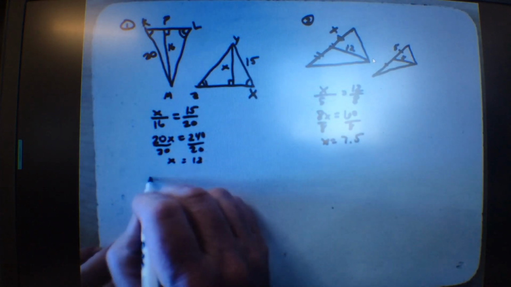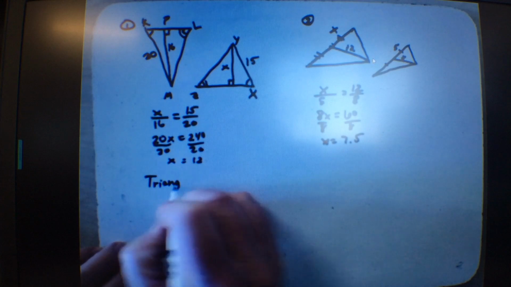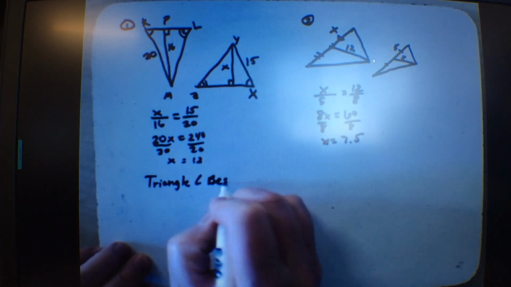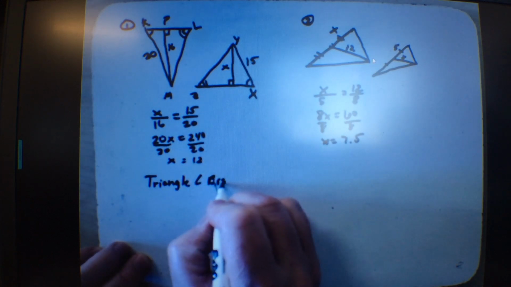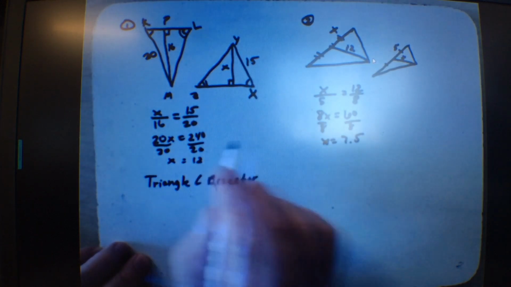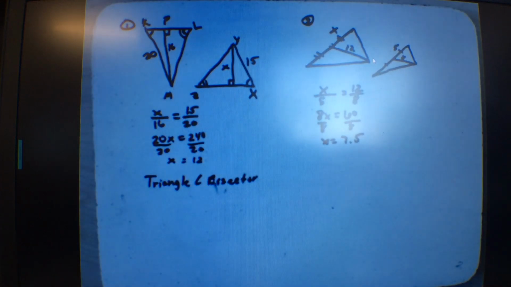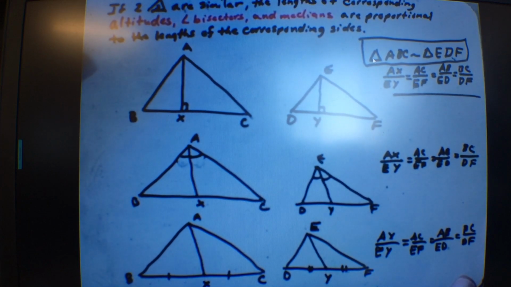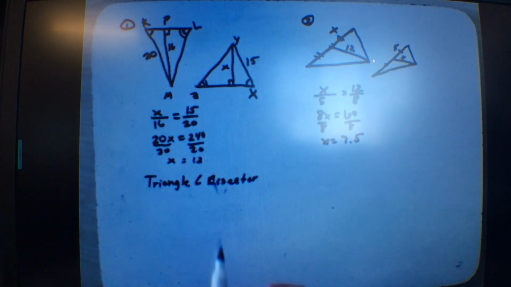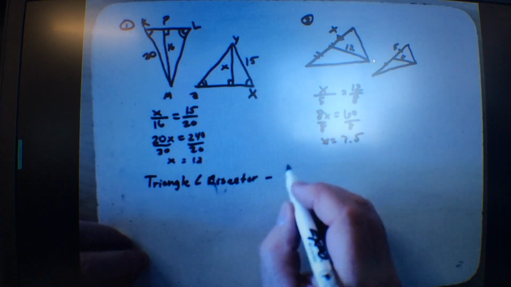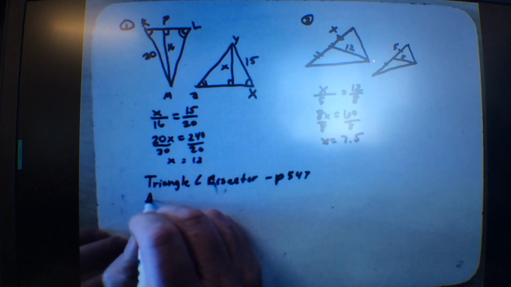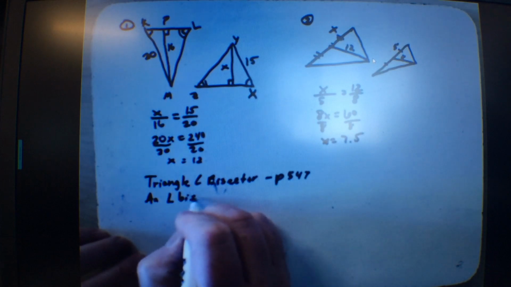This one actually has a name. This is called the triangle angle bisector. By the way, the other three, you know, these three, they don't have names, but we hardly ever write them out. We just use them. Okay, so, but this one does have a name. It's called the triangle angle bisector. It's on page 547.